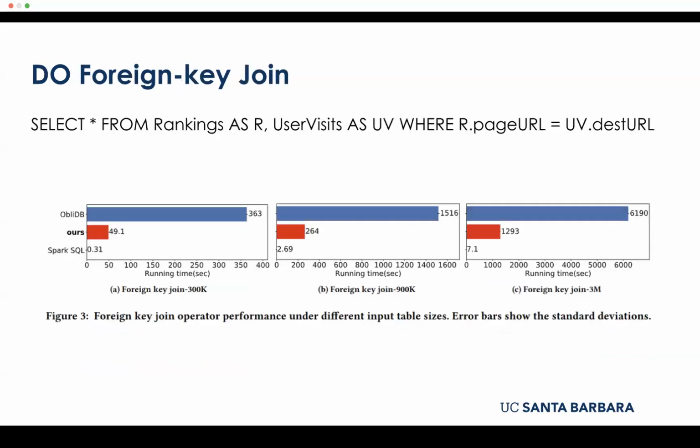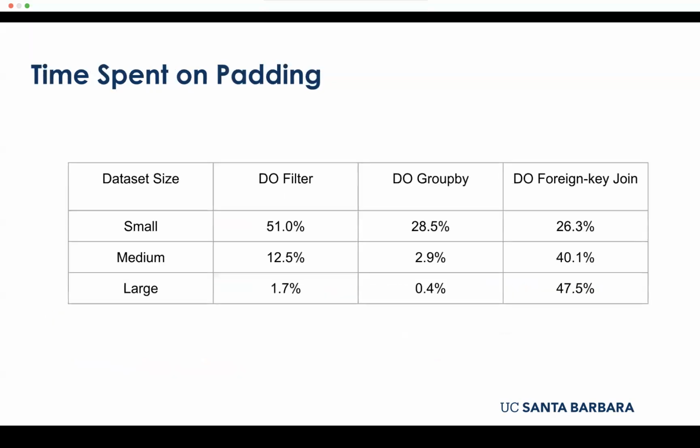The final one is the DO foreign key join. Compared with ObliDB, we are still around 7 or 8 times faster. And compared with Spark SQL, we are still 100 times slower on the larger benchmarks. We also did some profiling on the time spent.